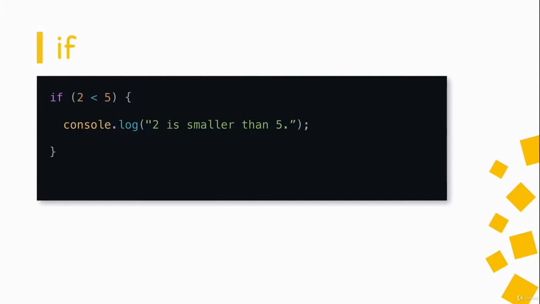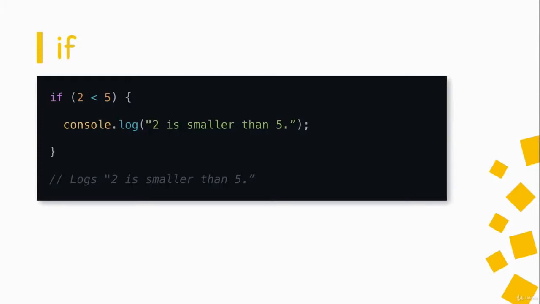And the result in this case will be the string 2 is smaller than 5 is logged to the console. So the code inside the curly braces did execute, and that was because the condition inside the parentheses was true. If the condition had been false, this code would not execute. This is how you use if blocks and conditionals in JavaScript.